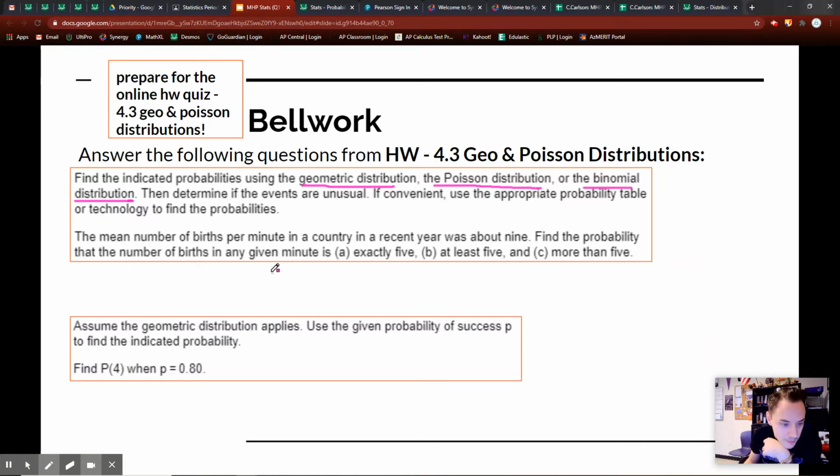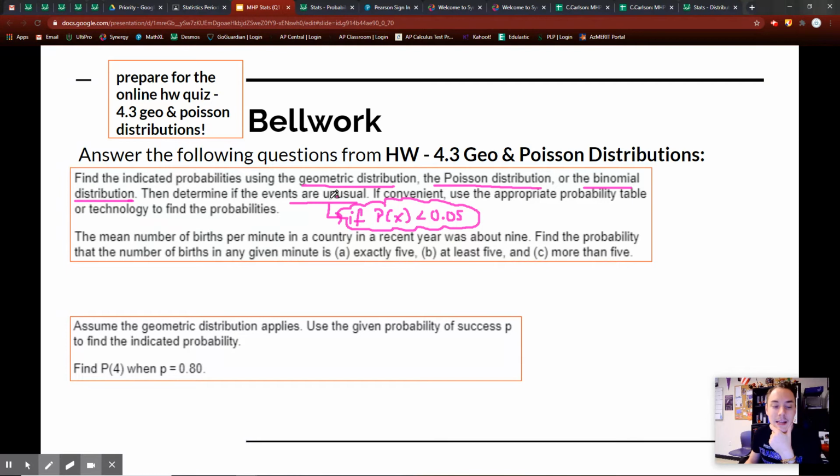Let's continue reading. We're going to determine if the event is unusual. It is unusual if the probability is less than 0.05. Just FYI. If the probability is less than 0.05, it's unusual. If inconvenient, use the appropriate probability table or technology. We'll definitely be using technology.